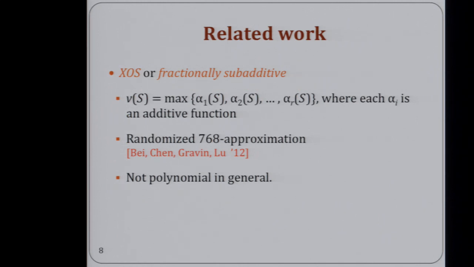XOS functions were also studied by this paper, and here the picture is much worse. This paper provided a randomized, exponential time algorithm with a 768 approximation, and this was the best known. This is just to show you how non-trivial these problems can become when you introduce this budget constraint. So these are not polynomial time algorithms in general.